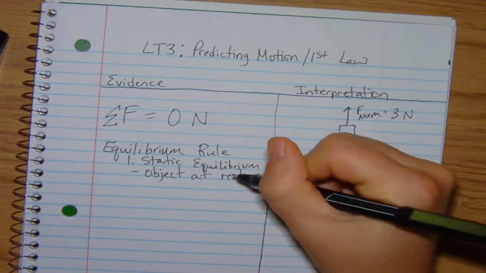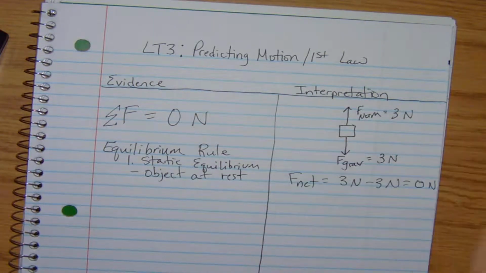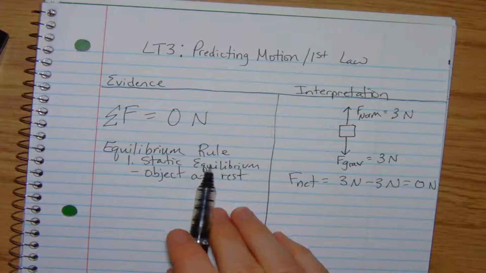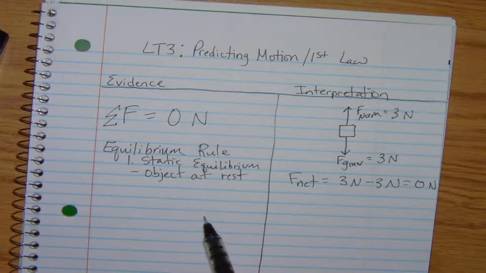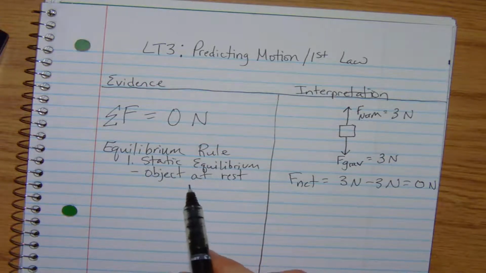Maybe in your ELA class you talk about static characters within a story, characters that never really change. They're constant all the way through. That's static equilibrium. So if you look around and I see a chair not doing anything, it's just at rest. I see a table at rest. All of those things are in static equilibrium.